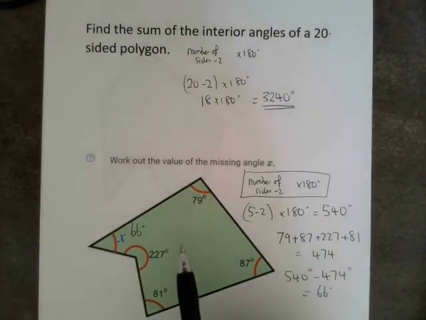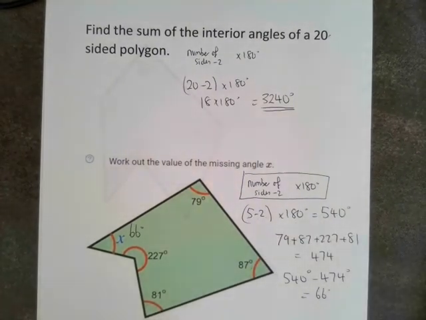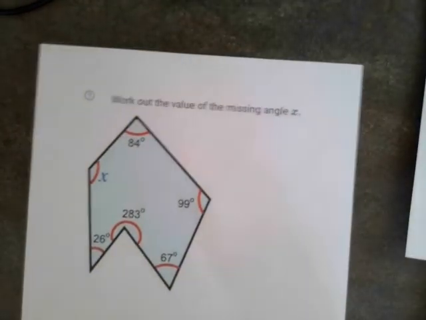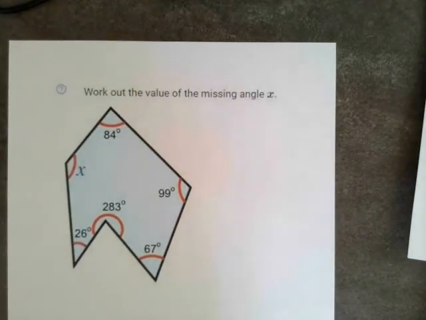Obviously that's because it's a 5-sided shape. If you had, for example, a 7-sided shape, you would have to do 7 minus 2 times 180 to work out what all those angles are going to add up to. So next one, very, very similar. If you think you've got this, you don't necessarily need to listen to this one.